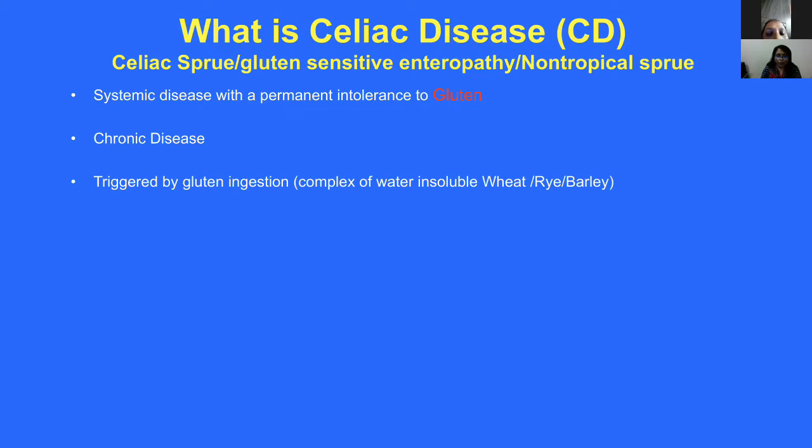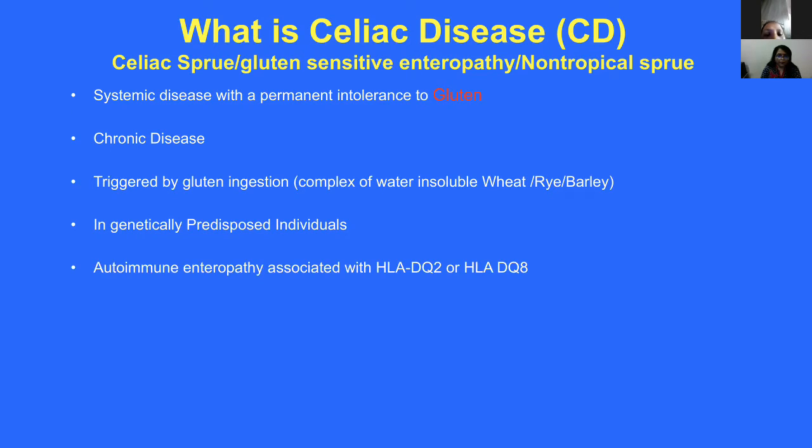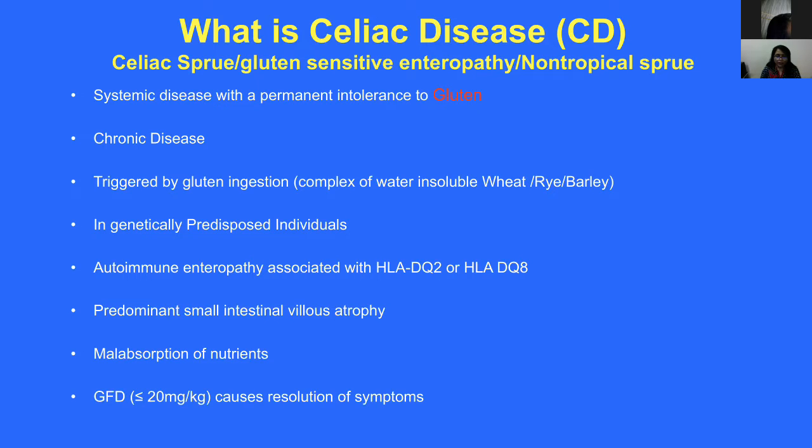It is triggered by gluten ingestion, which is a complex of water-insoluble wheat, rye, or barley products, in genetically predisposed individuals. It is an autoimmune enteropathy associated with HLA DQ2 or DQ8, predominantly involving small intestinal villus abnormality in the form of atrophy, and causes malabsorption of multiple nutrients, leading to different manifestations.